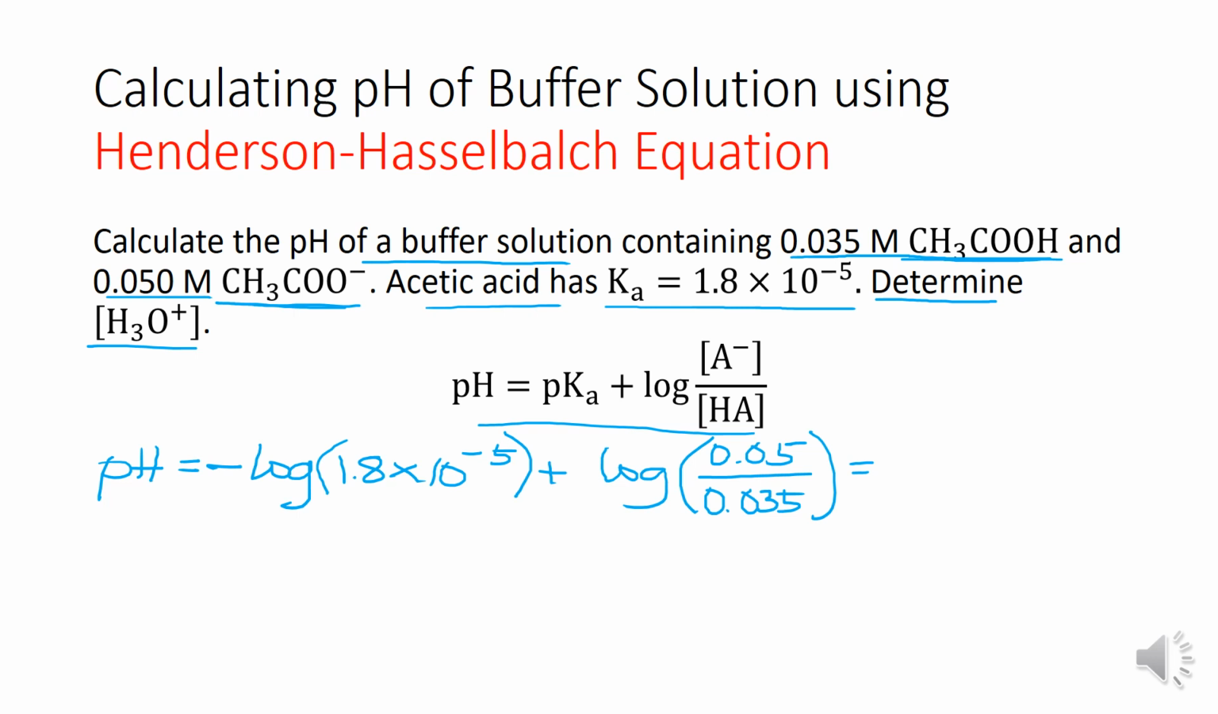So that's negative log to the base 10 of 1.8 exponent negative 5 plus log to the base 10 of 0.05 divided by 0.035. And the answer is 4.899. So we can round that off to 4.90.